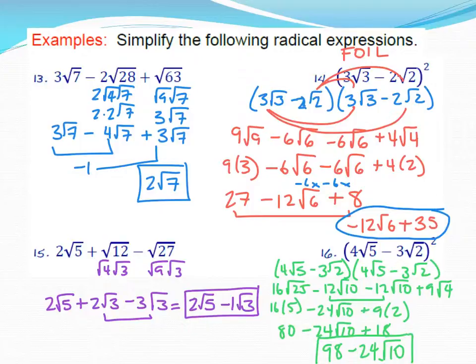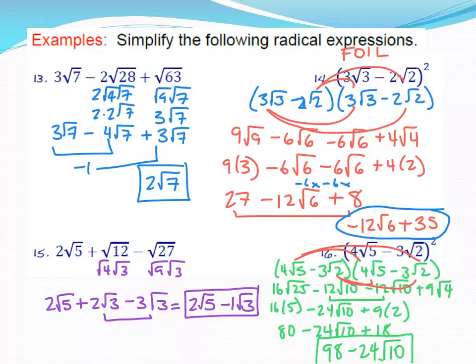Next one again is sassy. This one looks like number 14. Again, the square means that I have this multiplied by itself twice. So then I distributed. I know I didn't show my lines here, but I took 4 radical 5 there, and then here and here. And I got down here 16 radical 25 minus 12 radical 10 minus 12 radical 10 and 9 radical 4. Simplified this down to 5. Simplified this down to 2, and then combine these two to get negative 24 radical 10.